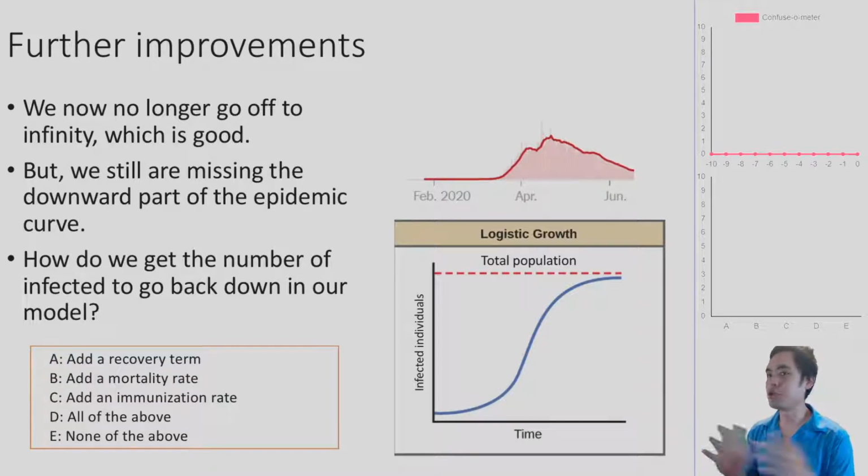So what do people think? Should we add a recovery term? Should we add a mortality rate? Add an immunization rate? All of the above? None of the above?